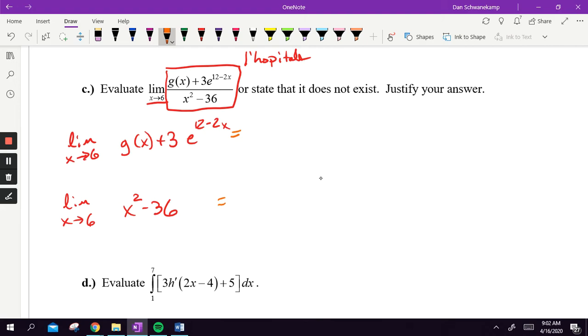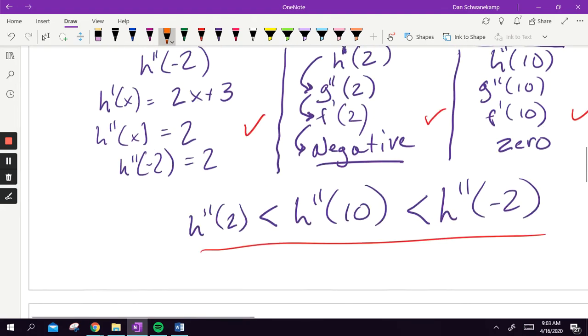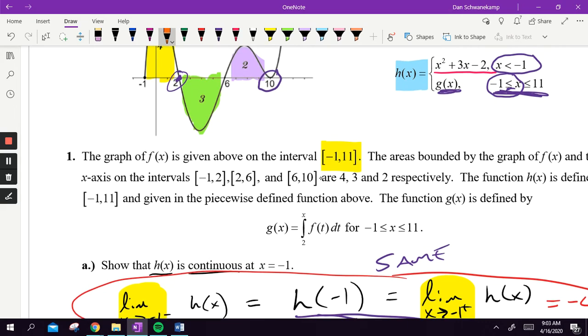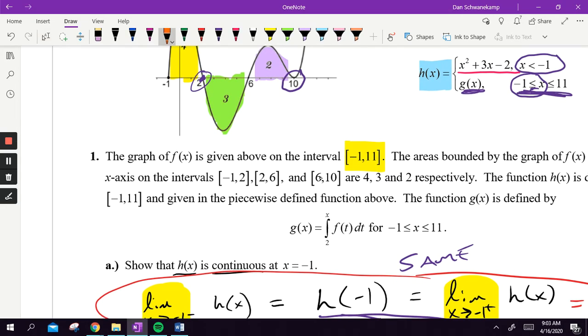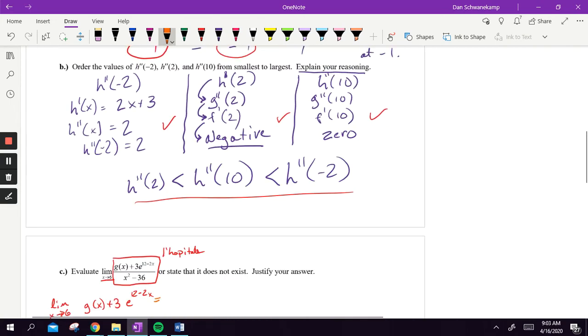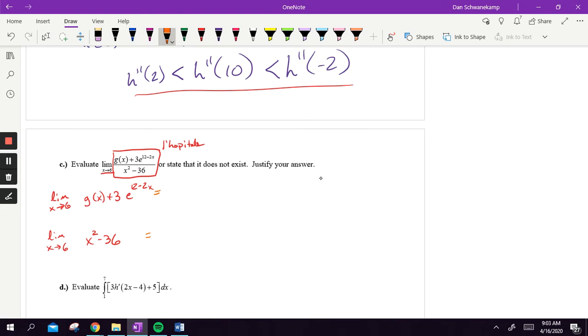So I'm going to find the limit of these things. All right, so if I find the limit of the top, and I'm doing g at 6, so if I plugged in 6 here. So I went from 2 to 6 of f of t. Oh, 2 to 6, it's going to be 3, but it's below the x-axis, so that's negative 3. Sorry, I'm trying to go back and forth. All right, so this is negative 3 plus 3e. It's going to be 12 minus 12 up there, so that's 1. Oh, okay, this is 0.